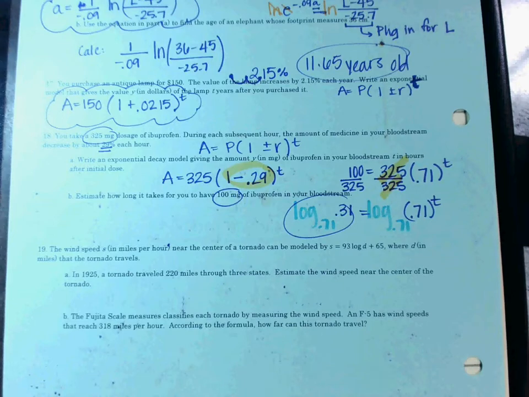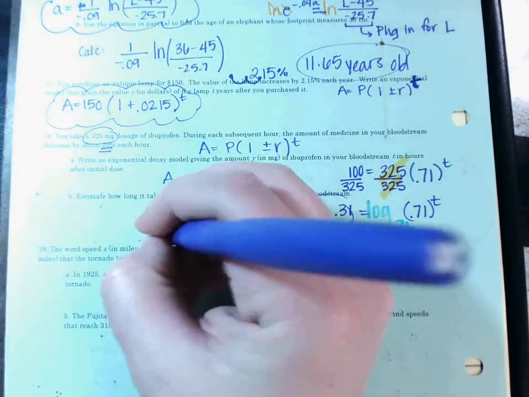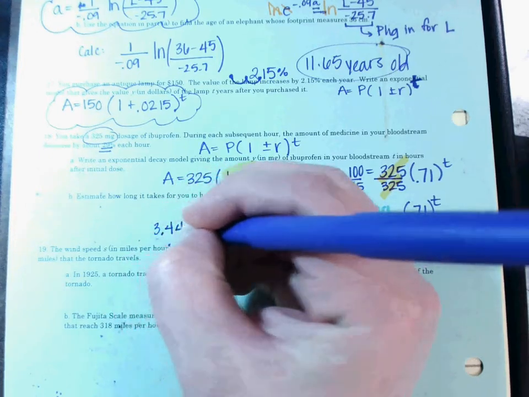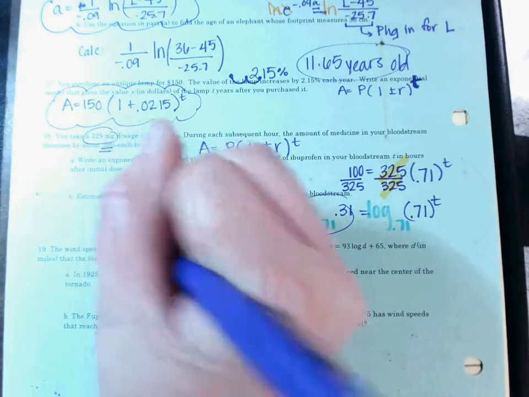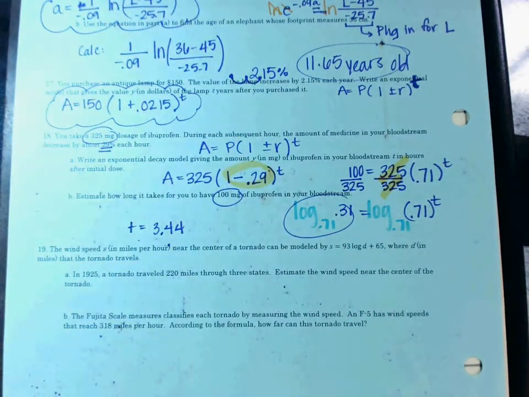Okay, Mustafa, you said you got it. What was it? 3.4 what? 3.42. Okay. Well, if you use the long decimal or the short decimal, I won't take off for that. Either way is good. But it'll be about 3.5 hours that it would take for it to be down to that amount. Okay?